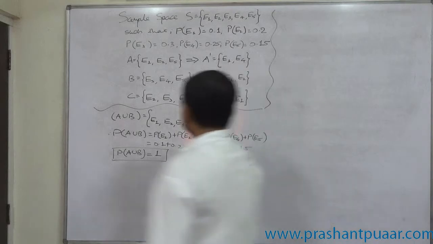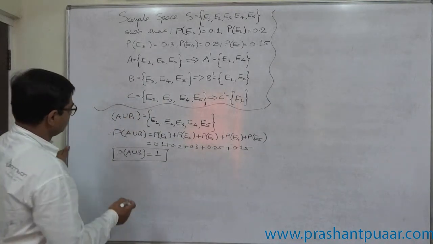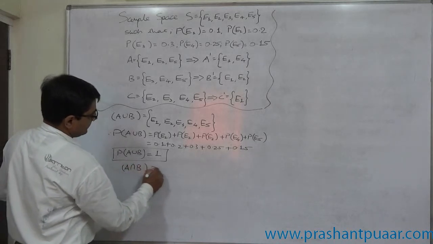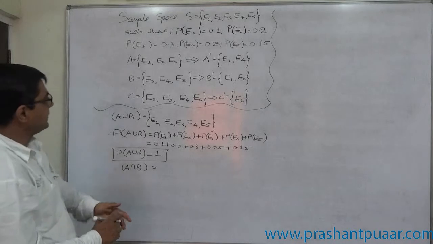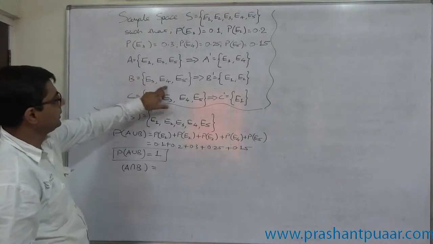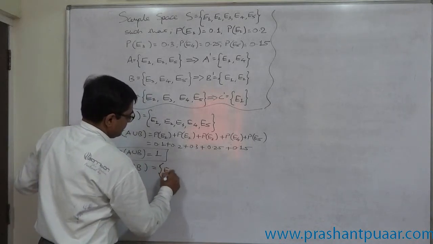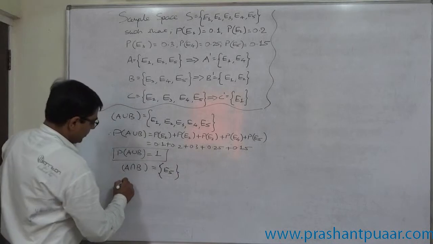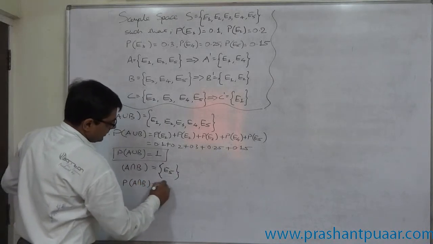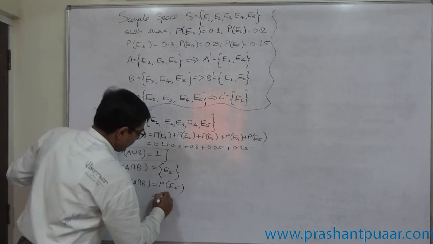Let us check the intersection. A intersection B. What is the common case between A and B? E1, no. E2, no. E3, no. E4, no. Only E5. So the probability of A intersection B is probability of E5. That means 0.15.